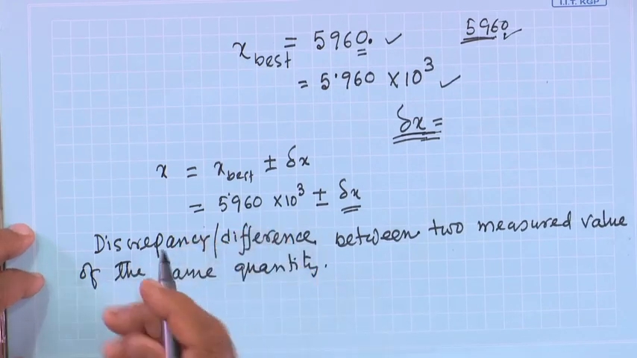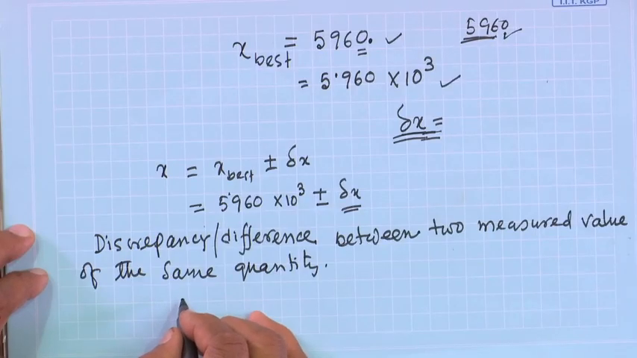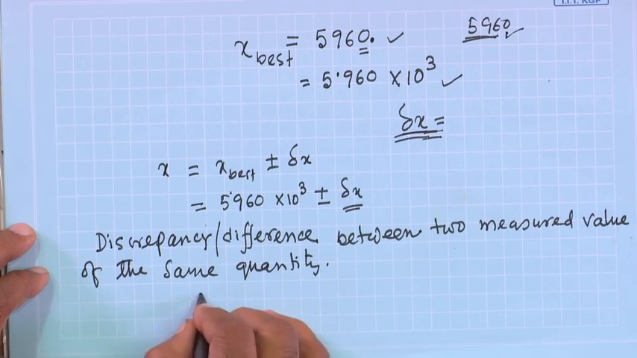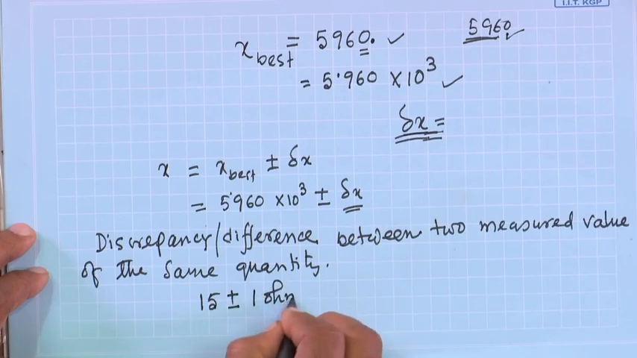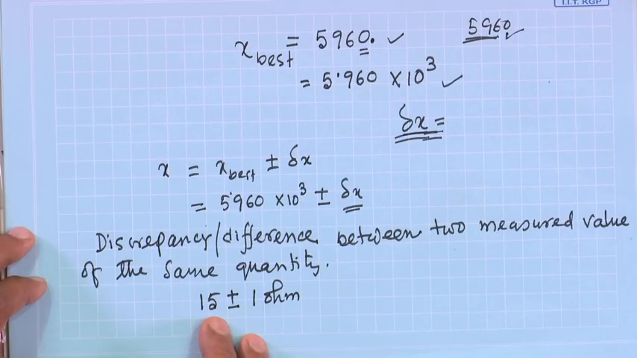As an example, say you have measured a resistance and got the result, say 15 plus minus 1 ohm. You know how to write the final result, because your error is 1 ohm, with no decimal point. So, you cannot keep 15.0 or something like that. You have to write 15 without using any decimal point. So, this is the result.